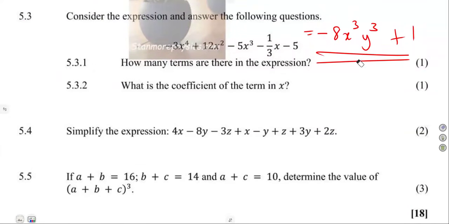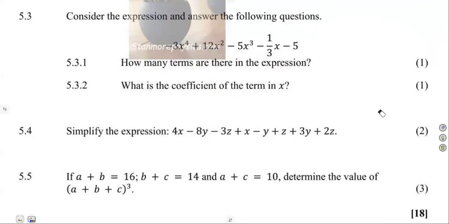All right, 5.3, consider the expression and answer the following questions from there. Right, this is our expression, negative this, x, and so on and so on. 5.3.1, how many terms are there in the expression? 1, 2, 3, 4, 5. There are 5 what? 5 terms.